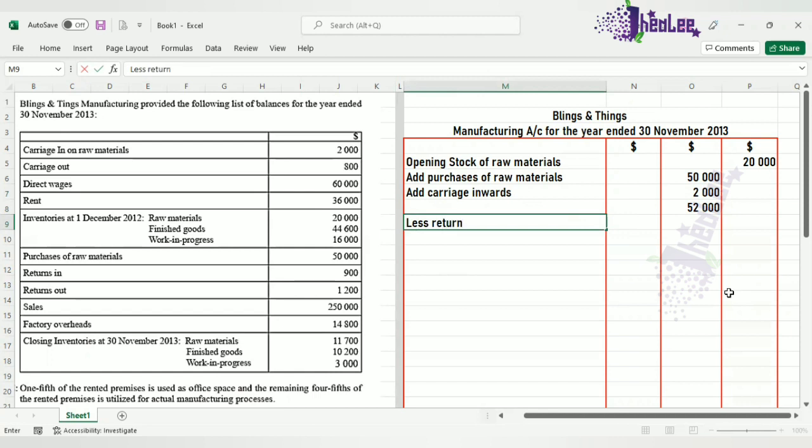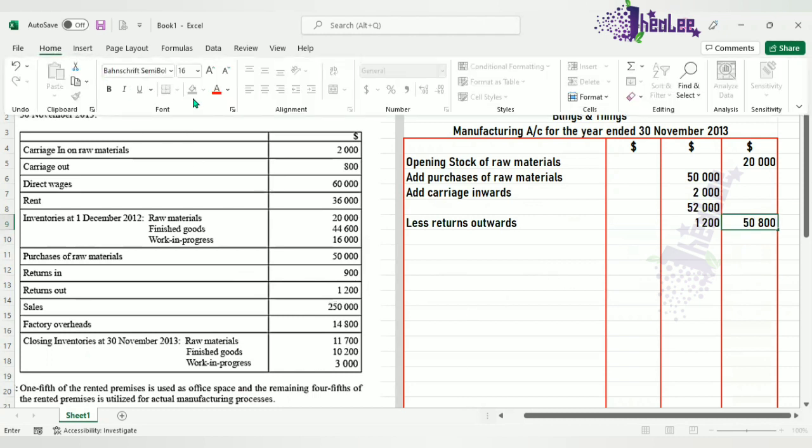From this now, we are going to less returns outwards. And the return outwards value is 1,200. When we subtract that 1,200 from the figure that we have above right there, that 52,000, we get a value of 50,800. And we transfer that to the next column because we want to add that to our opening stock of raw materials.